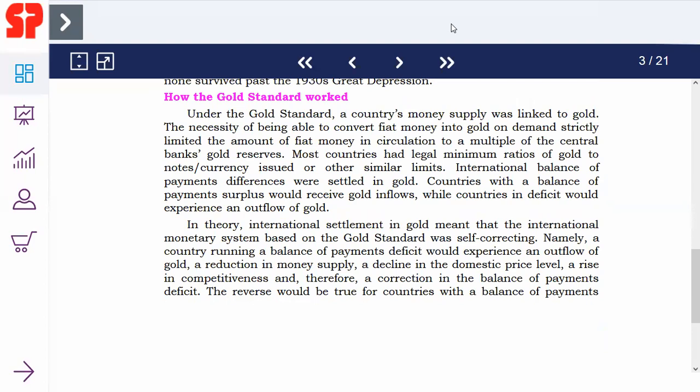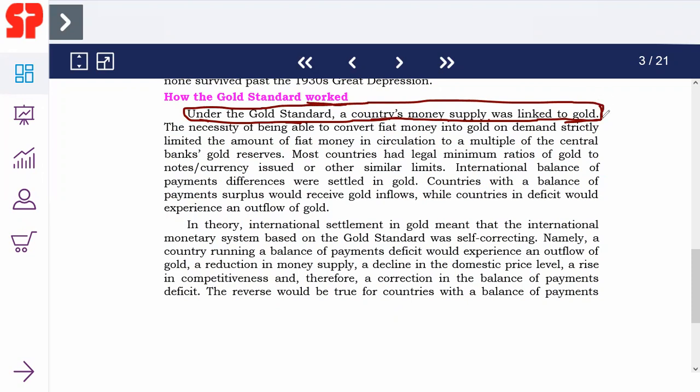Okay, let us understand now how this standard used to work. Just now we have understood that under the gold standard, countries' money supply was linked to what? Gold. Very important. Underline and keep it, or write and keep it, it can come in MCQ. Under the gold standard, countries' money supply was linked to what? Gold. Clear? Under the gold standard, countries' money supply was linked to gold.